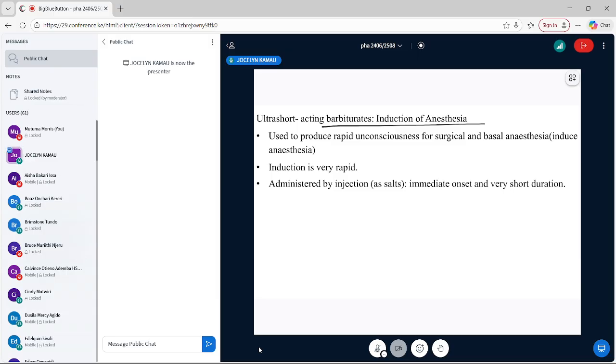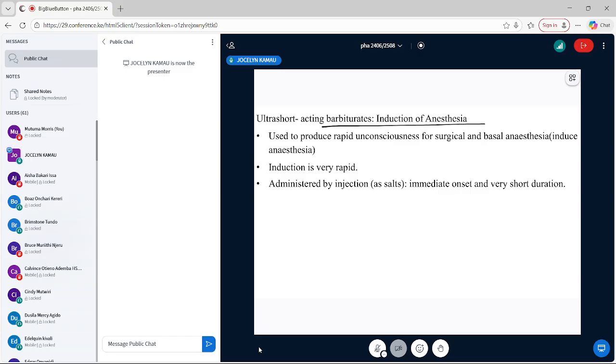Again, you are increasing the lipid solubility by changing the group. Once you increase the lipid solubility, you go to the third category, which we call short acting. That is where you get secobarbital, pentobarbital. You will discuss all those again when you come to these drugs as sedative hypnotics. Then you go to the fourth category, which we call the ultra short acting.